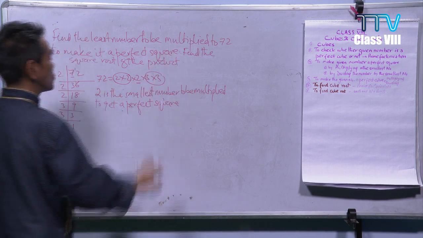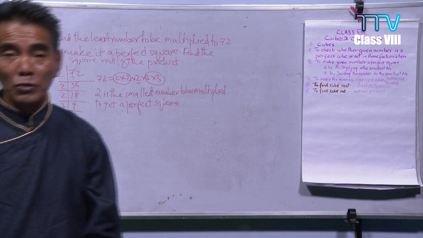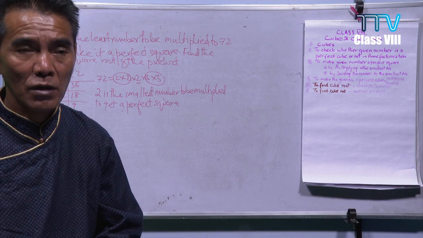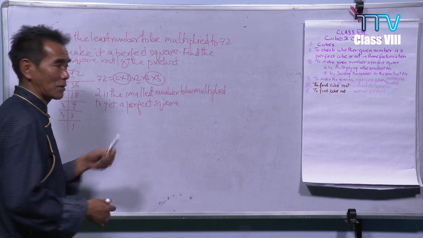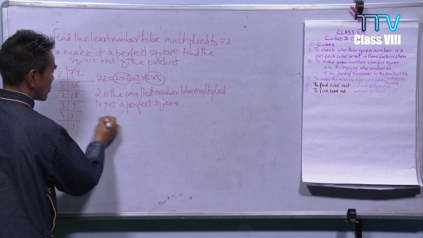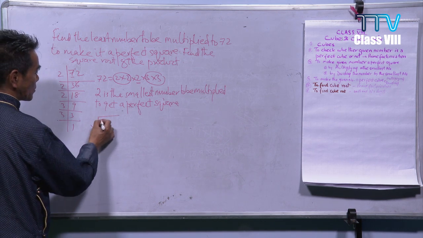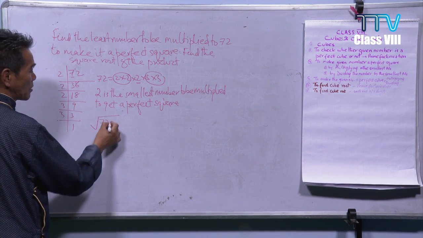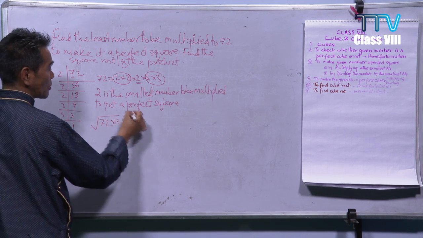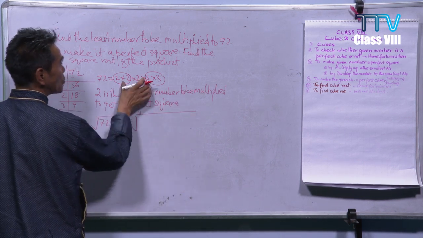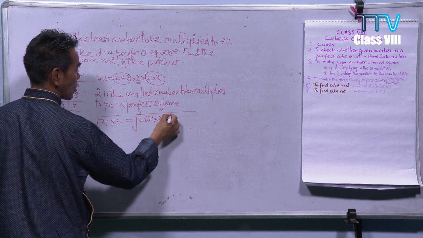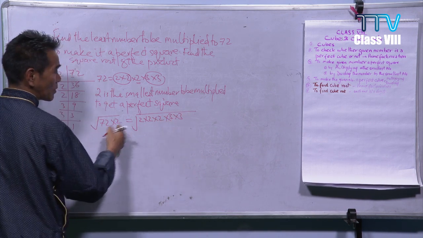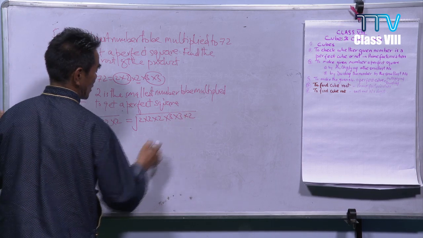Now multiply it by the smallest number 2. The number becomes 144, a perfect square, and we find the square root of it using the prime factors of 72 along with the smallest number 2.